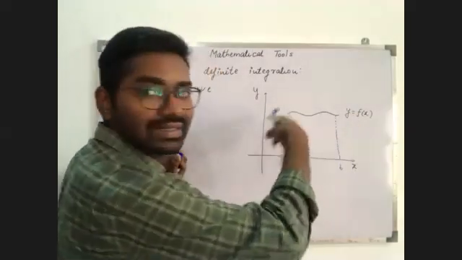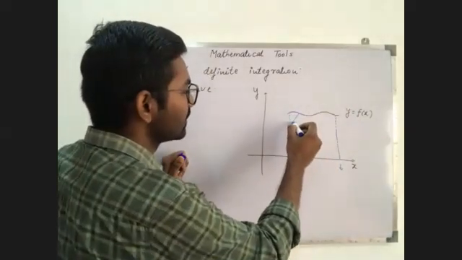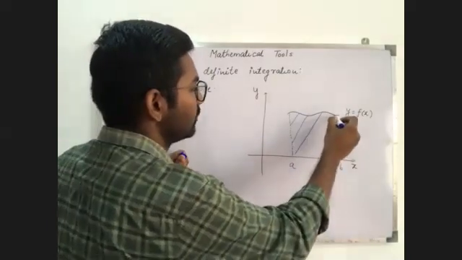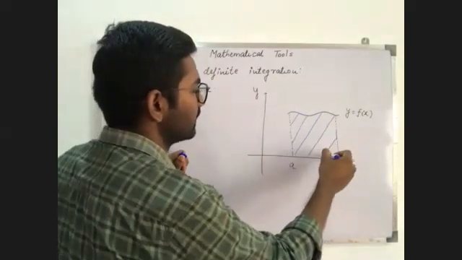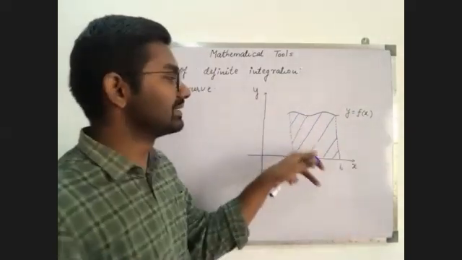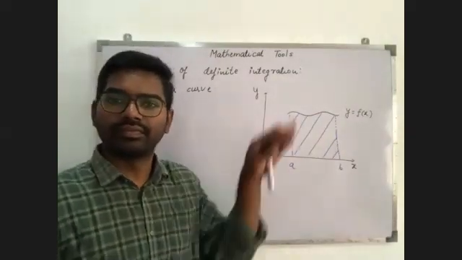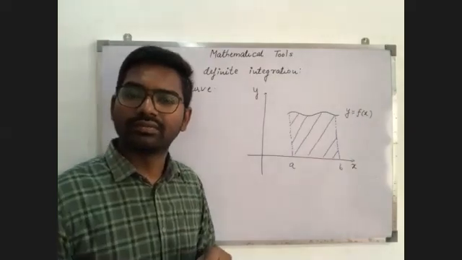So can I say that area under this curve is nothing but this area I want to find out, because this is the area under A to B? Is it right? Can I say that this is area under curve from A to B?